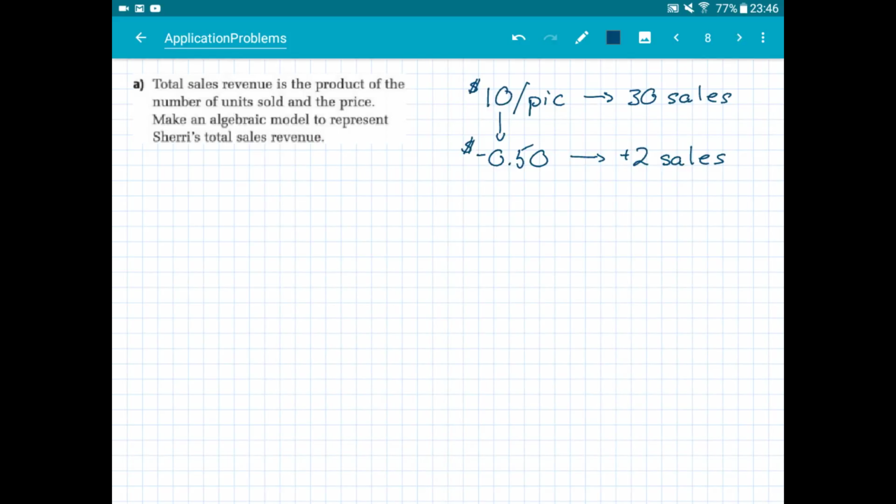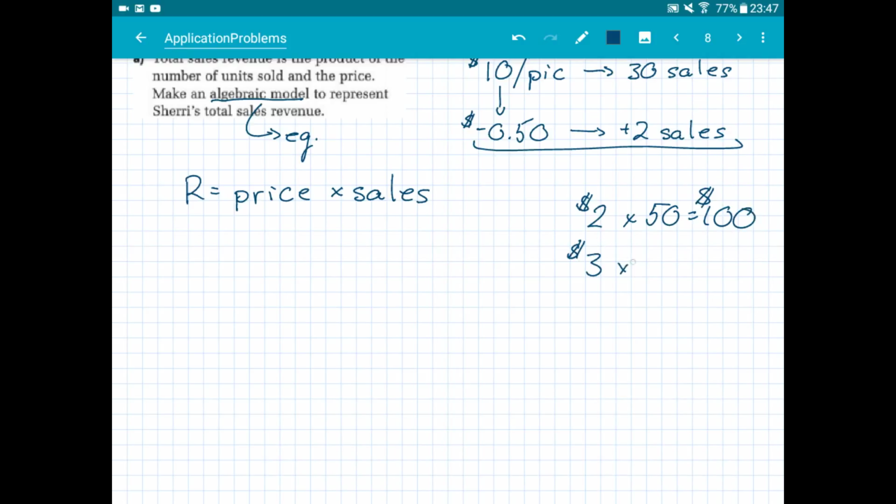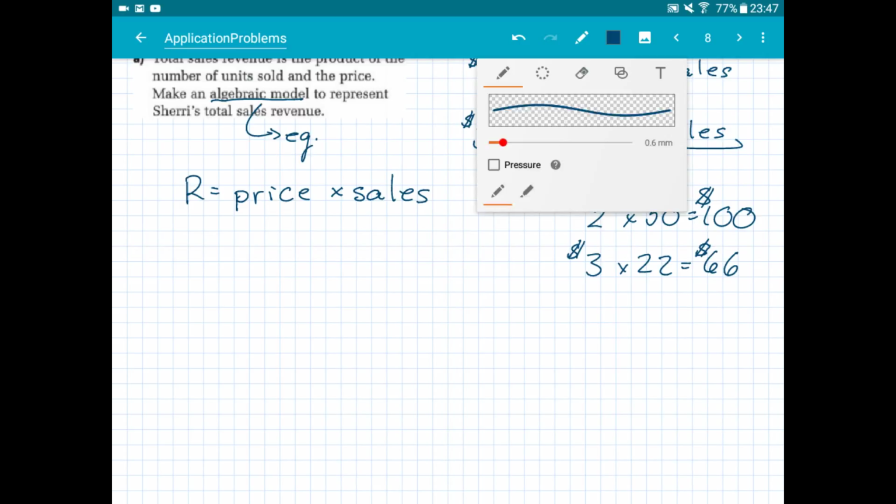So what I've done is I just kind of separated this. So looking at A, I just wrote down the information from the question. And now I'm going to try to build, when they say algebraic model, they just mean an equation that represents her revenue. Now revenue is equal to the price times the sales. So if your price is $2 and you sell 50 of them, well, then your revenue is $100. Or if your price is $3 and you sell 22 of them, then you're going to make $66. Okay, so that's how revenue works.